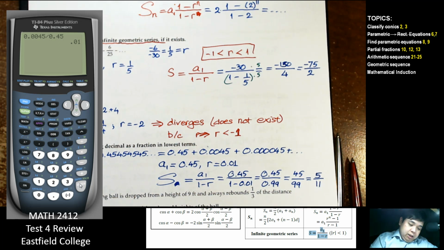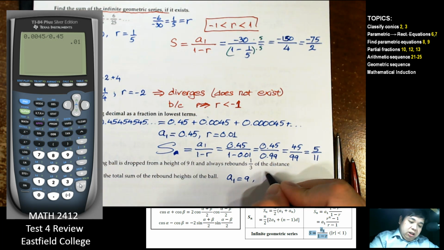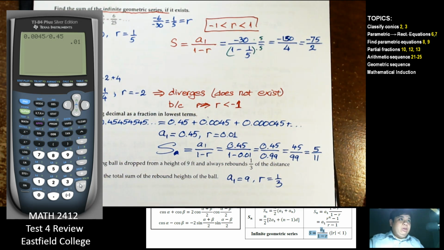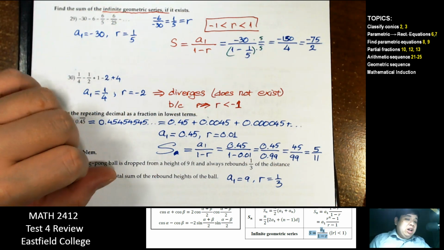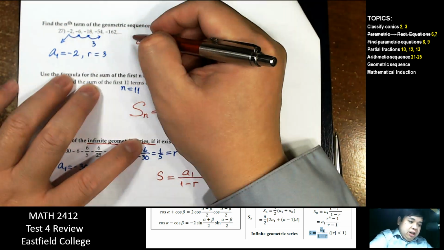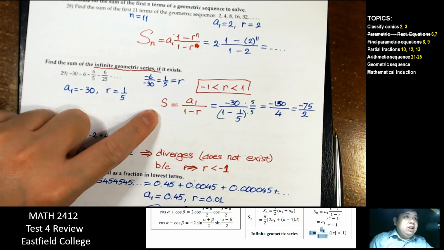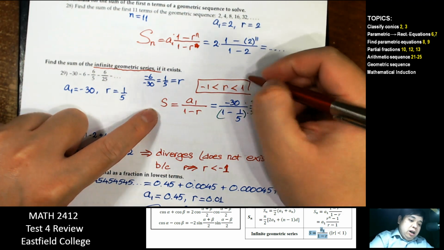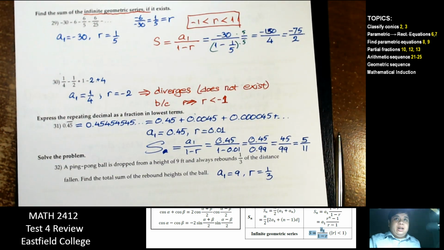Right. The next one I will not do, but it looks like the first term is 9, and 1/3 of the distance fallen, so the ratio is 1/3, and then you can fill out the rest of the problem. Right. So that is geometric sequence. We have the nth term formula, we have the sum, and we have the infinite geometric series, but only when r is between negative 1 and 1. So we have those things.